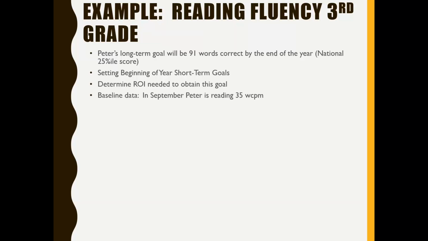So here's our baseline. In September, Peter is reading 35 words correct per minute. This is way low for a beginning of the year 3rd grade student. So the 25th percentile for oral reading fluency at the end of the year is 91 words correct per minute. All right, so now we know where we're at and we know what the end goal is.